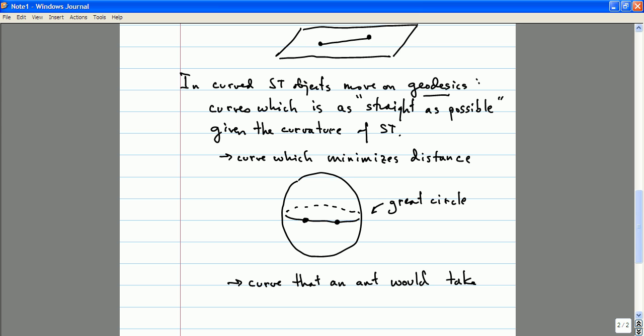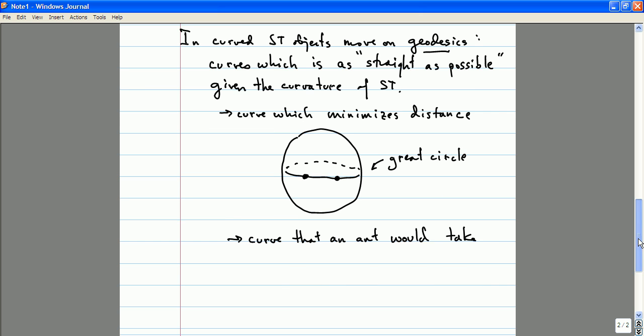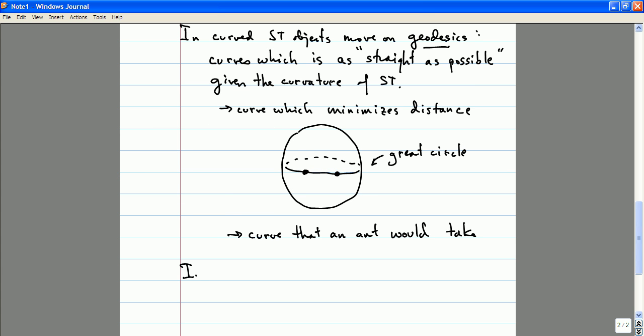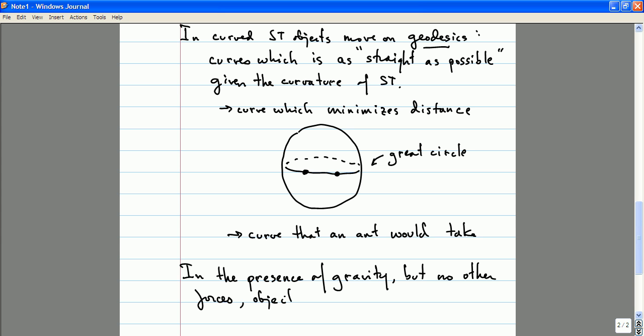And the way that the motion of objects is determined in general relativity is simply the statement that in the absence of any force but gravity, so in the presence of gravity but no other forces, objects travel on geodesics.